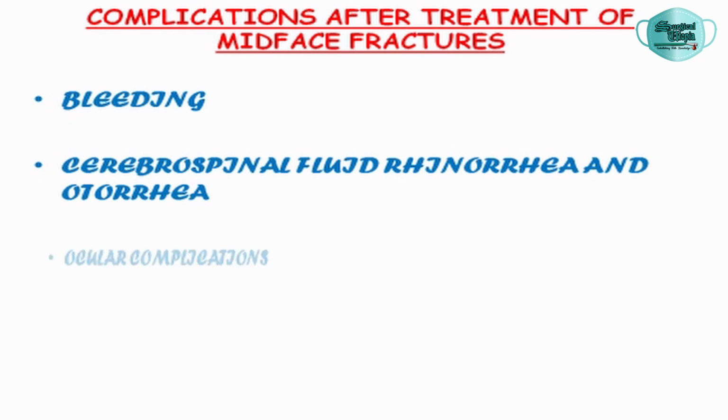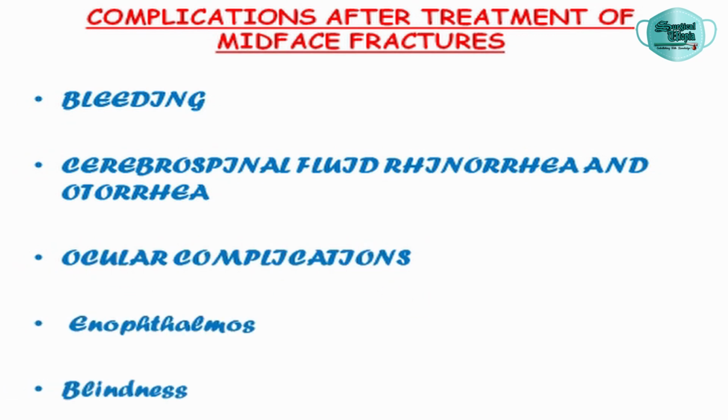The third one is the ocular complication. The ocular complication may be manifested as diplopia, that is double vision. Diplopia occurs due to entrapment of the extraocular muscles. Then there is enophthalmos and blindness. Enophthalmos occurs because there is enlargement of the bony orbit, so there is inward displacement of the eyeball, and blindness will occur rarely, and it is due to direct injury to the optic nerve. It may also occur due to ischemia, which results after retrobulbar hemorrhage.